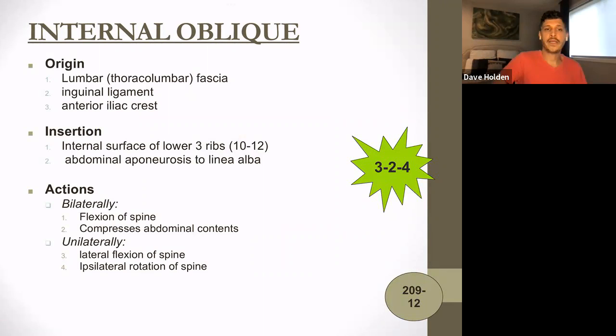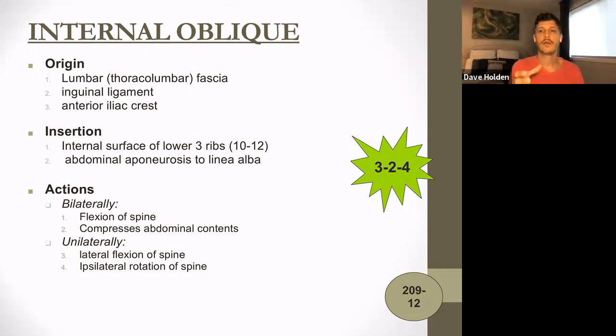All right, so the internal oblique comes off of the thoracolumbar aponeurosis, the inguinal ligament, and the anterior part of the iliac crest. The fibers wrap around and insert on the internal surface of your lower 3 ribs, 10, 11, and 12, and the abdominal aponeurosis at the linea alba. So they come around and insert on the linea alba, which means they stop at the midline. That's where your left and right muscles meet, is the linea alba.